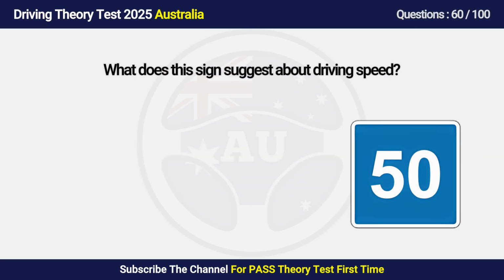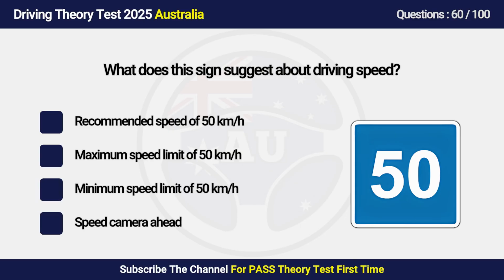Question 60. What does this sign suggest about driving speed? A. Recommended speed of 50 km per hour. B. Maximum speed limit of 50 km per hour. C. Minimum speed limit of 50 km per hour. D. Speed camera ahead.